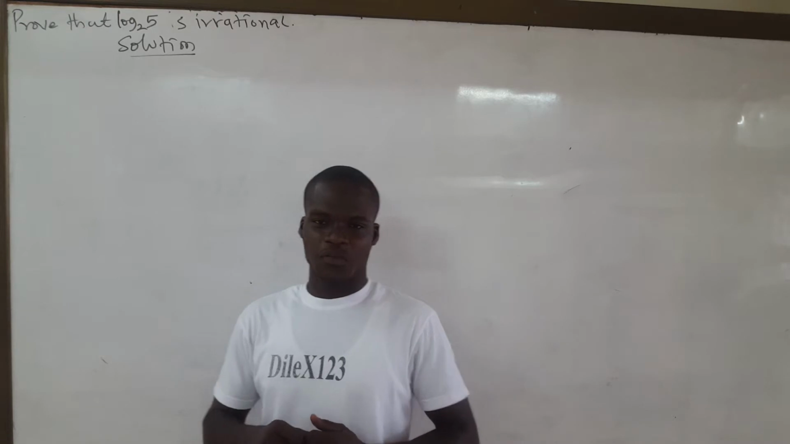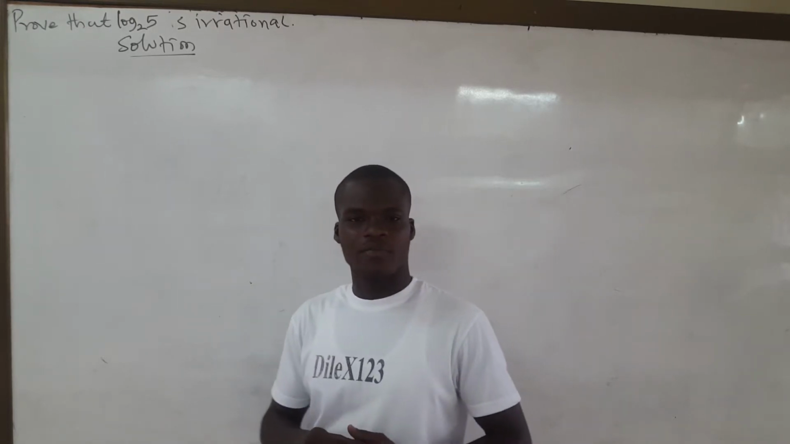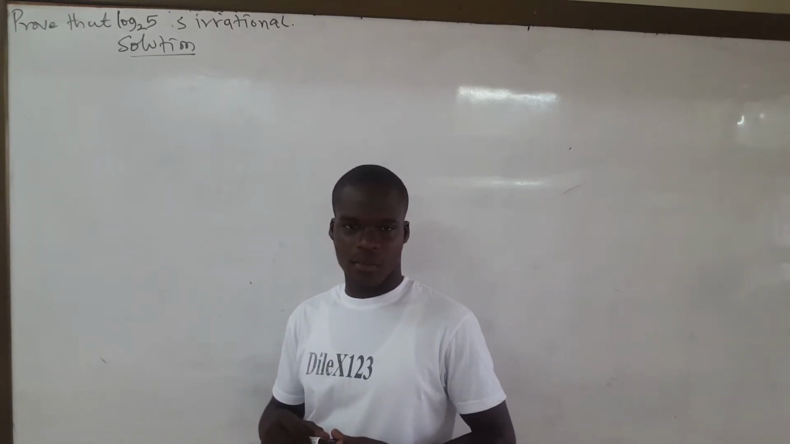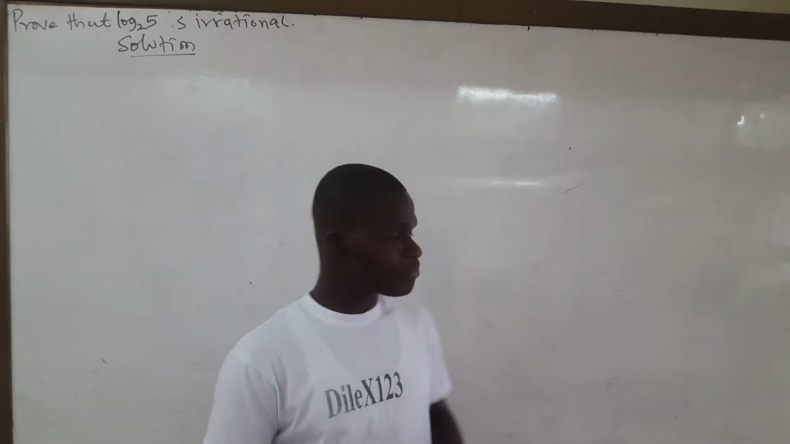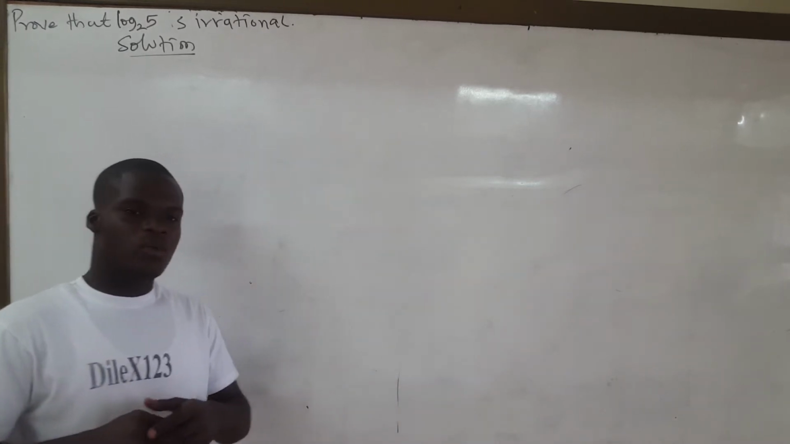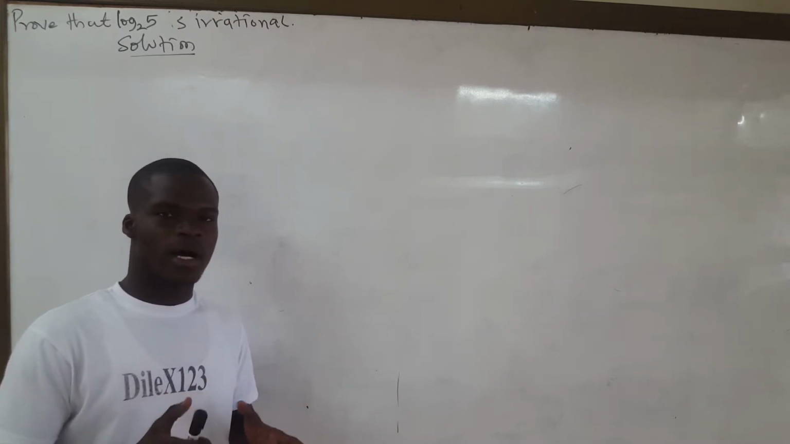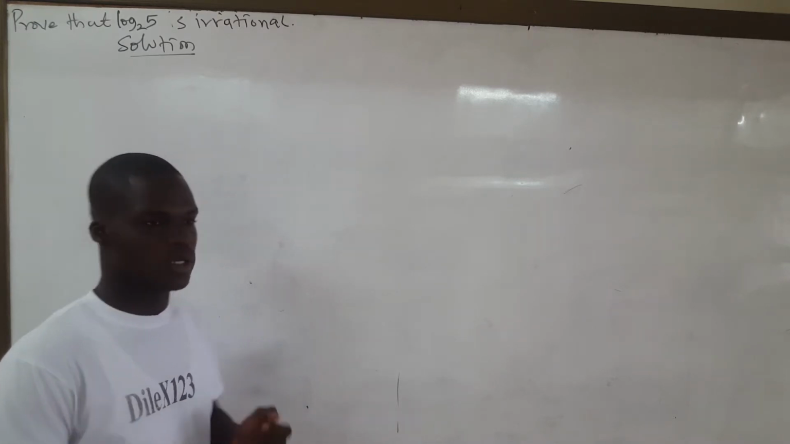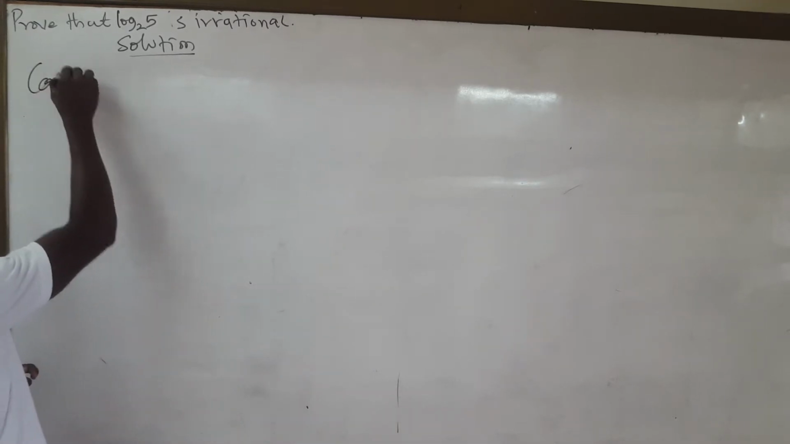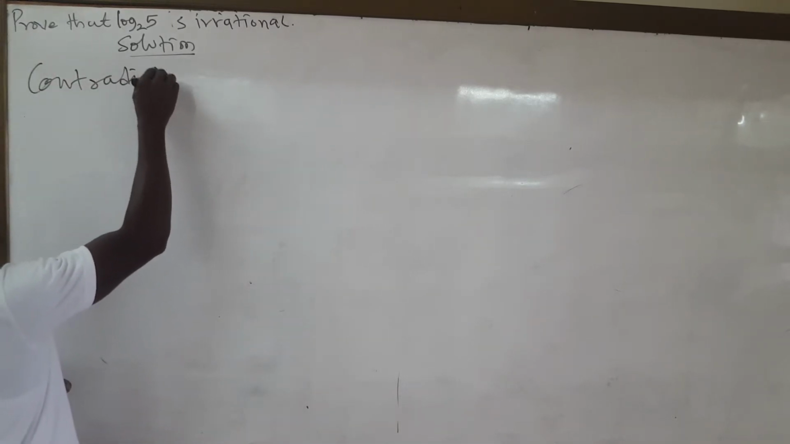We have to prove today that log 5 base 2 is an irrational number. So how do we go about that? Well, at the beginning, in order to prove questions like this, we usually go by something we call the contradiction method, or the method of contradiction.